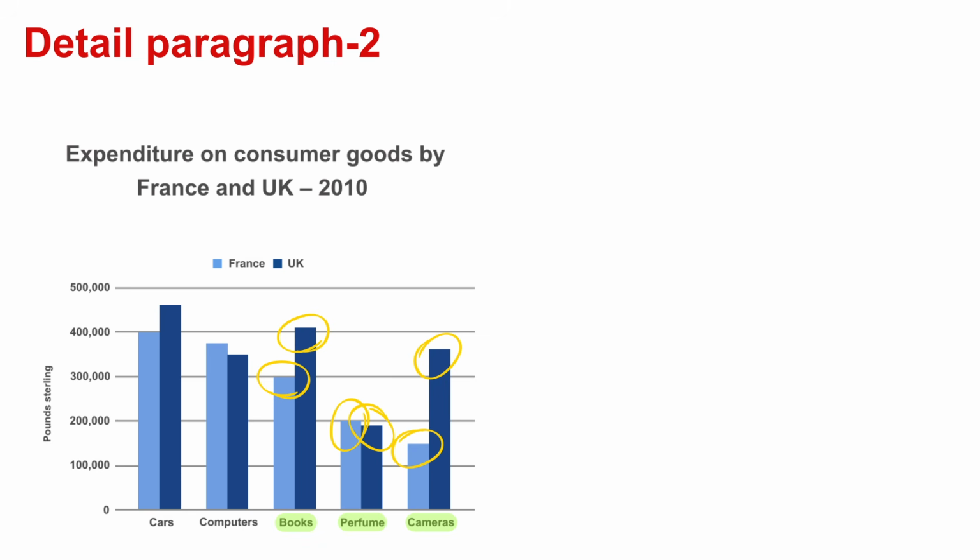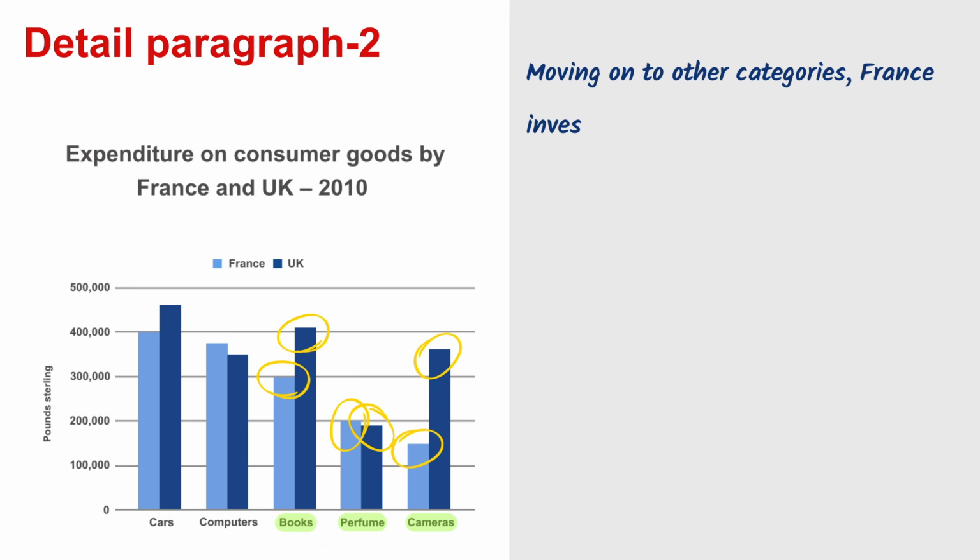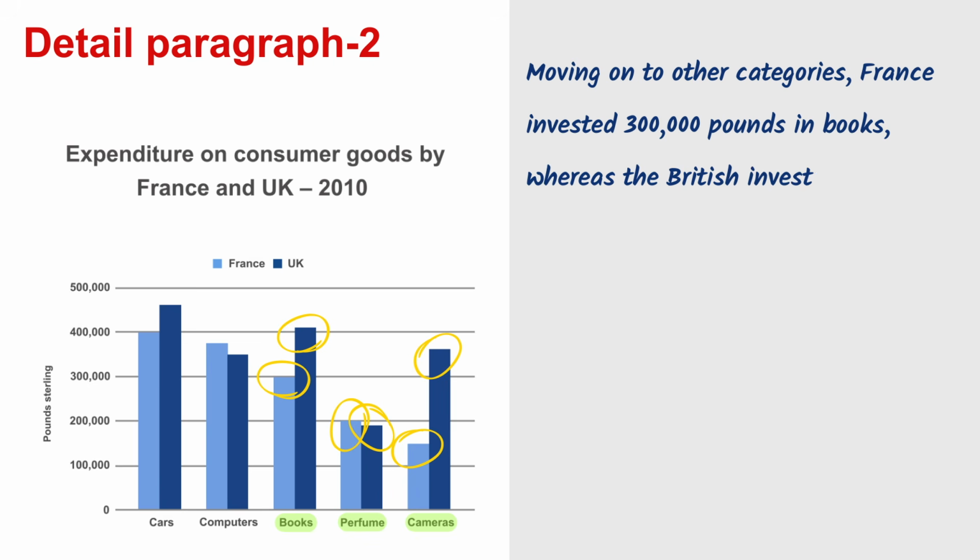Now let's start writing our fourth paragraph. Moving on to other categories, you can start your fourth paragraph because you want to refer to other categories here. You can write this phrase, moving on to other categories. France invested 300,000 pounds in books, whereas the British invested a little over 400,000 pounds.